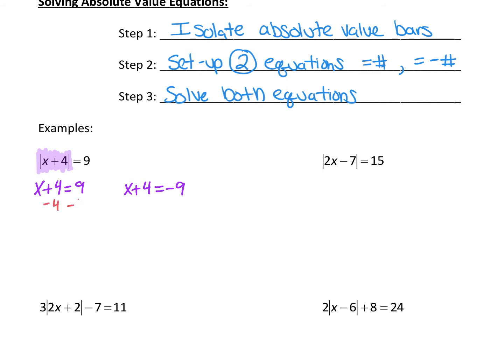So to solve the first equation, I'm going to minus 4. I would get x equals 5. I'm also going to minus 4 in the second equation, but I have negative 9, so I would get negative 13. And those would be my 2 solutions.